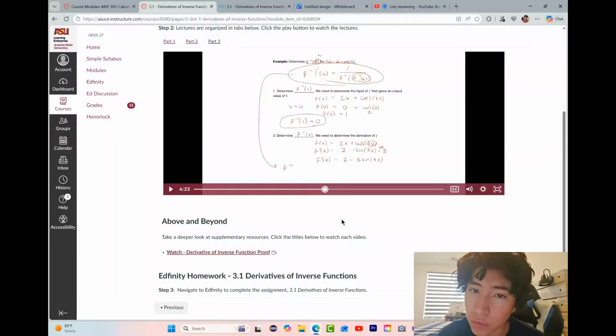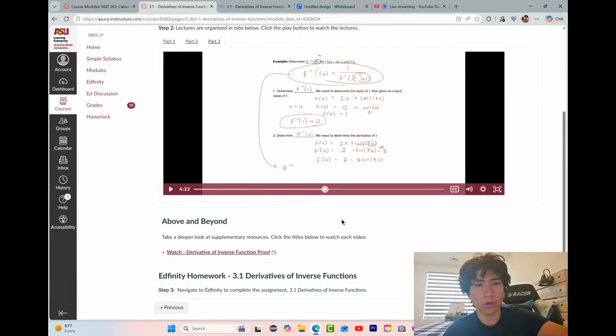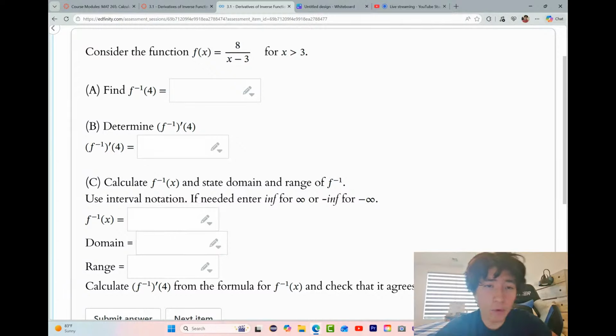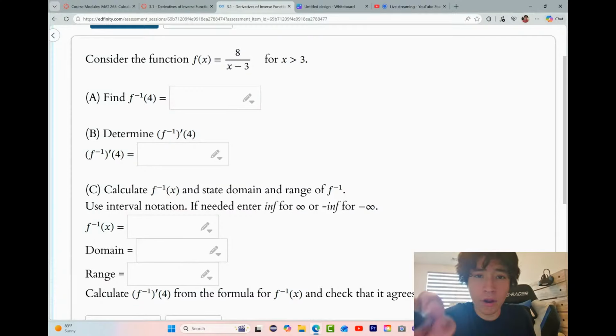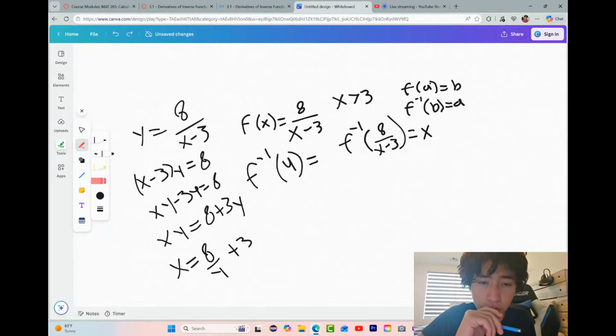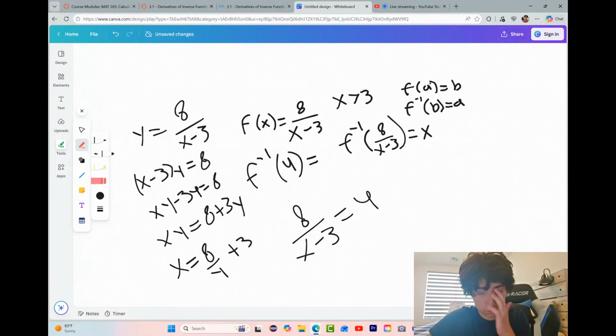Determine f inverse of 1 for f of x equals 2x plus cosine of 3x. So we need to determine f inverse of 1. Right. So what is f inverse of 1? The values of f of x that equal 1. Simple, right? So in this case, we're going to do the output values of f of x that equal 4. I see. Gotcha. So we need to do something so that this equals 4, and that's going to be the inverse function, I'm guessing.